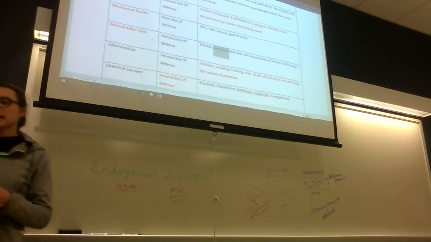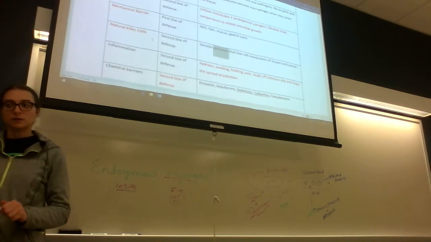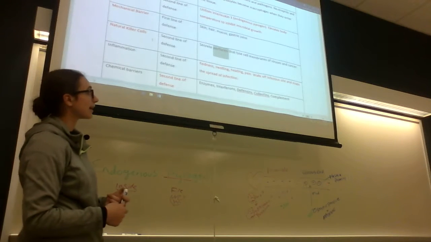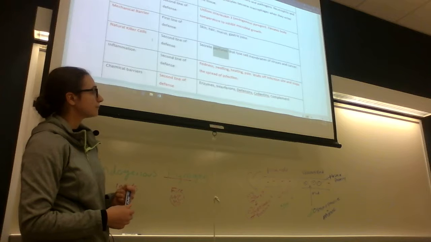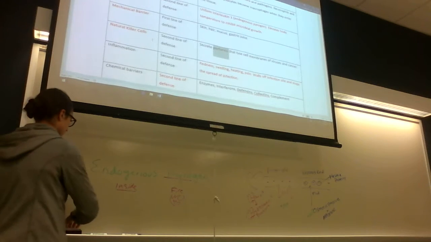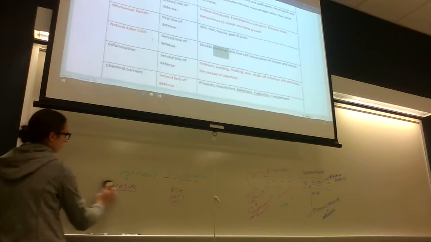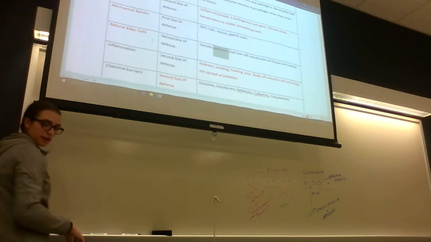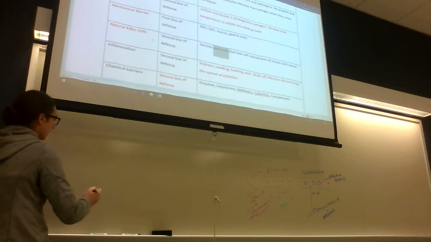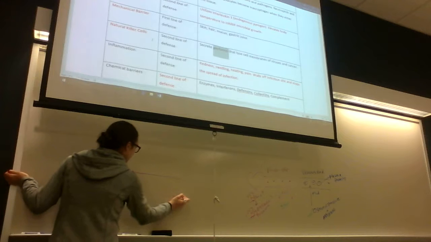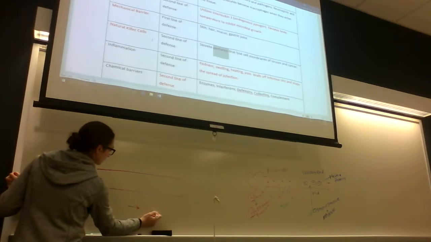The next thing we have is inflammation. And inflammation is defined as redness, heat, swelling, and pain. This walls off the infection site and stops the spread of infection. So I'm going to draw kind of what inflammation looks like. So if you have, this is your blood, right? And blood is flowing this way.